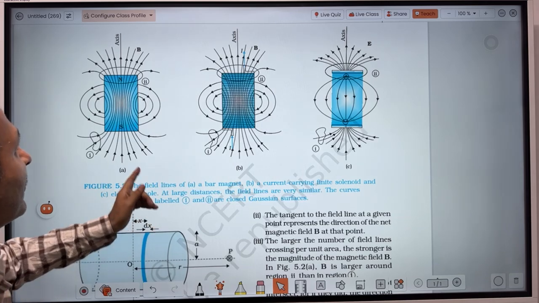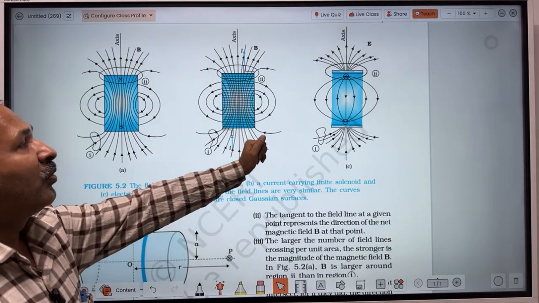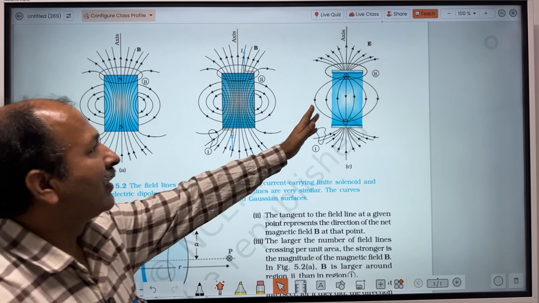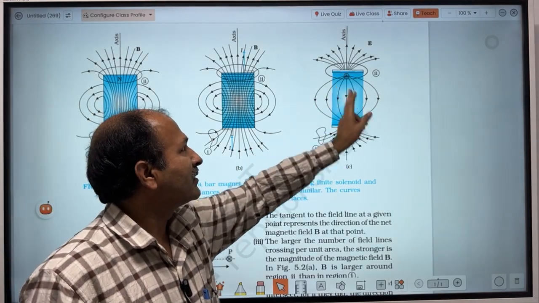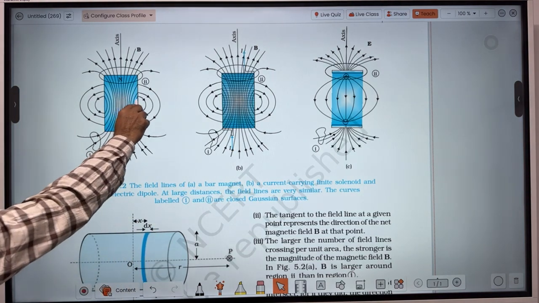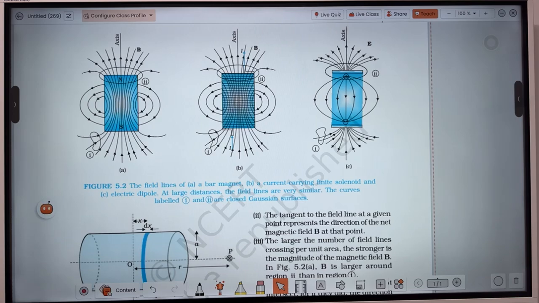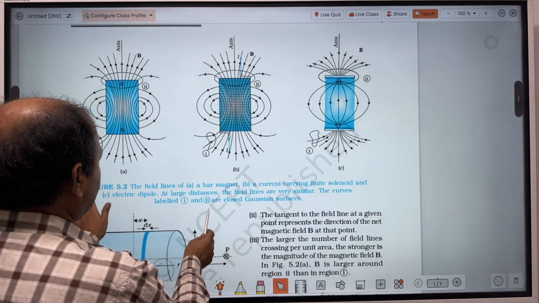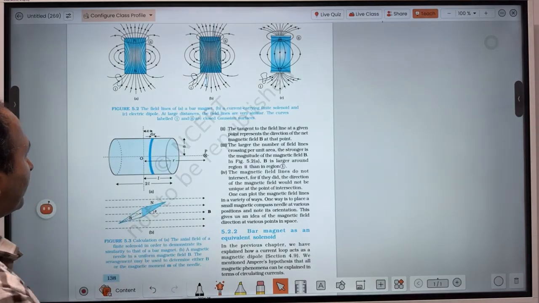There is similarity, but there is also dissimilarity. What is the point of dissimilarity here? The point of dissimilarity is here. These lines are not forming a closed curve. This line is coming like this, this line is coming like this. But in the case of a magnet, lines are forming closed curves like this. If you take any line, it will form a closed curve, right? Now, we are going to see another thing.